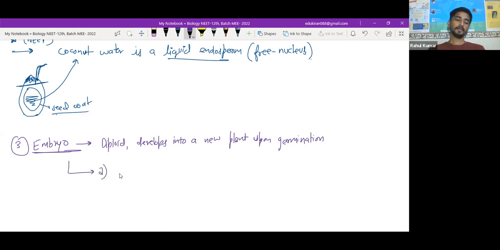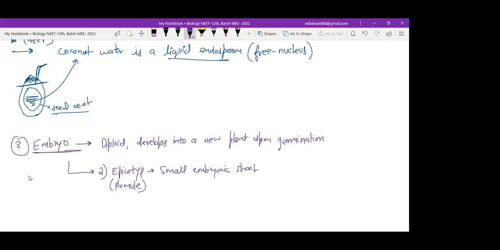The first part is called epicotyle. And this epicotyle, write down, it is a small embryonic shoot. Epicotyle is also known as plumule. You must have heard this word, plumule and radicle, right?